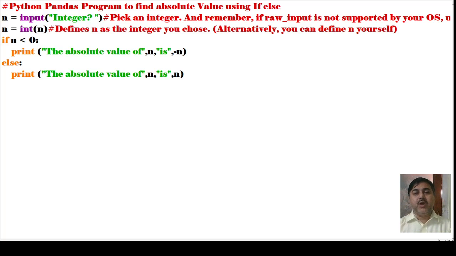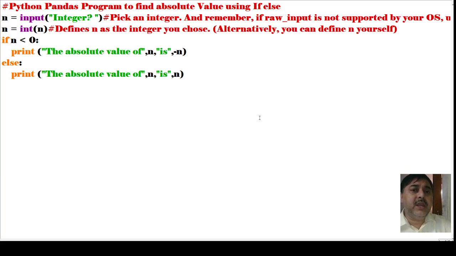In this program, what we want to see is the absolute value. That means Python program to find the absolute value using if else. Okay, so for the absolute value, you are going to give an integer input, so pick any integer number. If the raw input is not supported, otherwise the total value will be there, that means the minus figure.